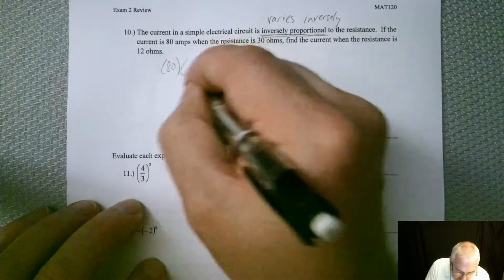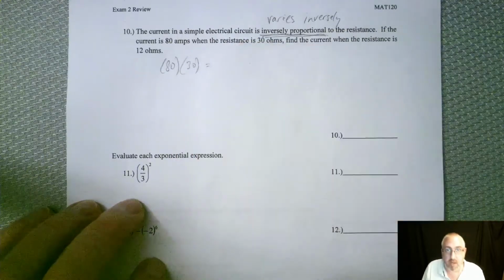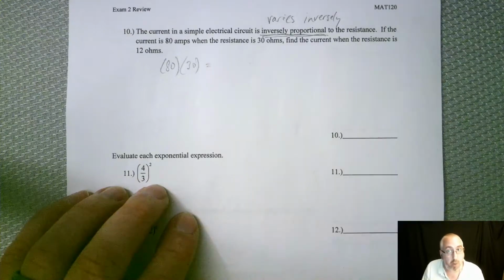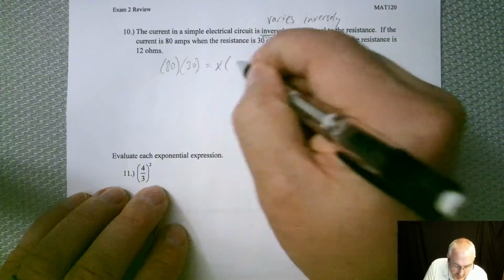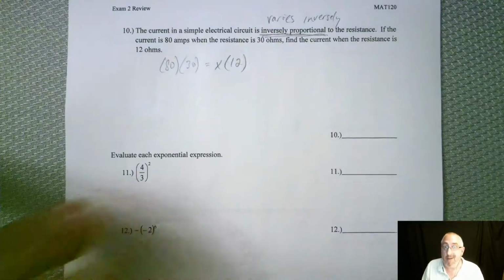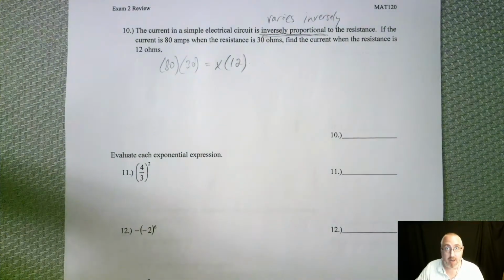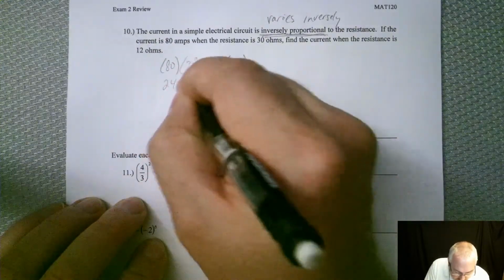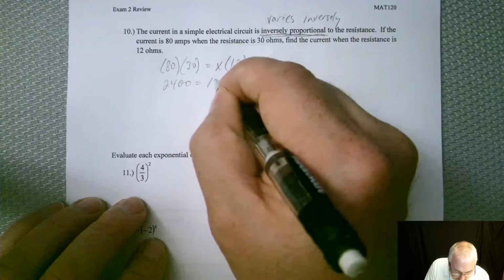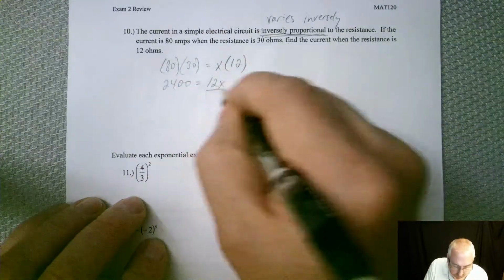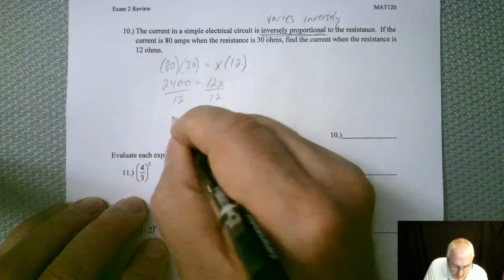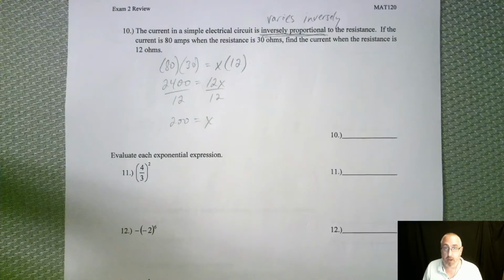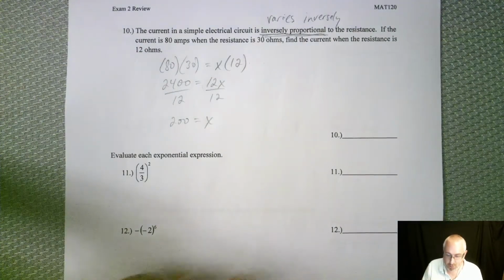So 80 times 30 is one side of our equation. Find the current when the resistance is 12 ohms, so we don't know what it is, so that's going to be x times 12. And that's it. That's your equation. So now we just got to simplify it and solve it. So if we multiply those, we get 2400 equals 12x. So let's divide that by 12. And so x equals 200. Nice and quick. Don't forget your units though. So 200 watt.